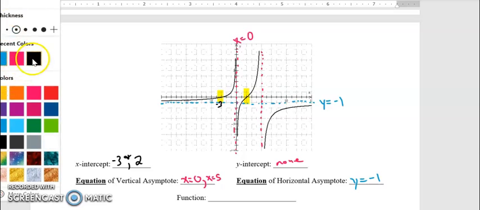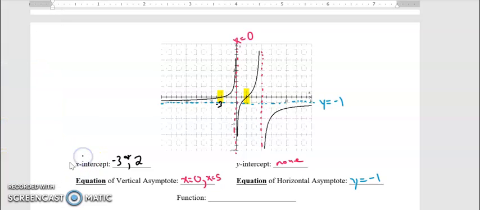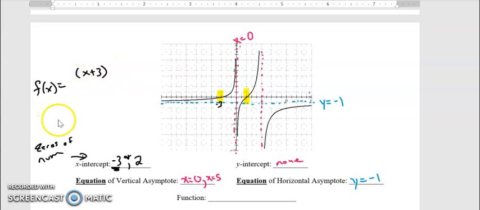So first of all, x-intercept, that comes from the zeros of the numerator. So if -3 is a 0 of the numerator, then x plus 3 is a factor of the numerator. And if 2 is a 0 of the numerator, then x minus 2 is a factor of the numerator. Okay, so we've got our factors of the numerator done.